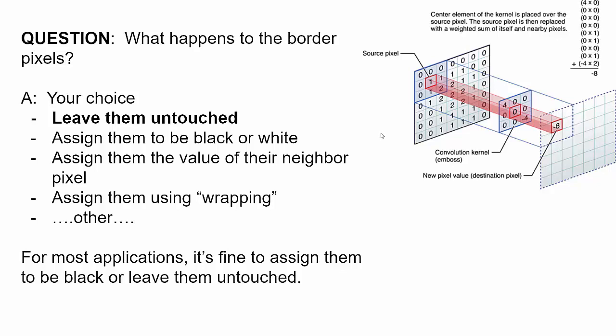There are alternative options. You could just choose to assign the border pixels to be black or white. You could choose to give them the same value as their neighboring pixel. You could assign them using wrapping. So if I'm trying to replace this border pixel, I'll count the pixel on the other end as being part of the weighted average of this pixel. There's other things that you can do also, but I think for our algorithms, let's just leave them untouched.